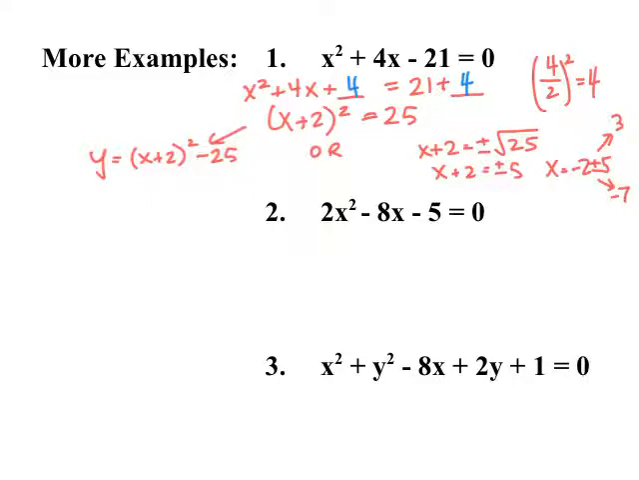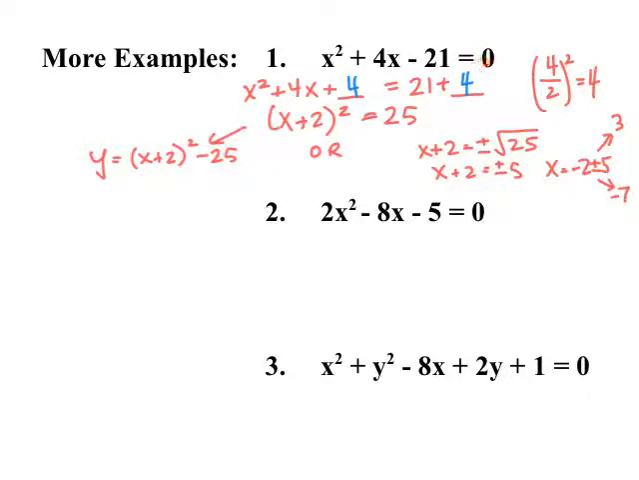Now I didn't have to worry about the a term because the coefficient of the x squared is 1. So a is 1, so you just kind of ignore it. So when you do that, now you can factor this. This is a perfect square trinomial, and I can factor it into x plus 2 squared, and then 21 plus 4 is 25.